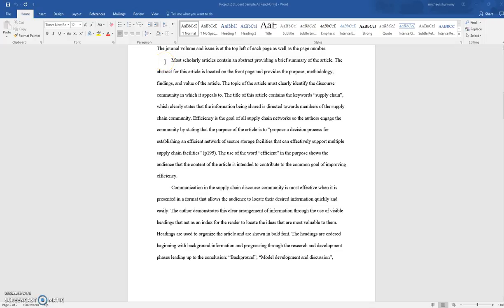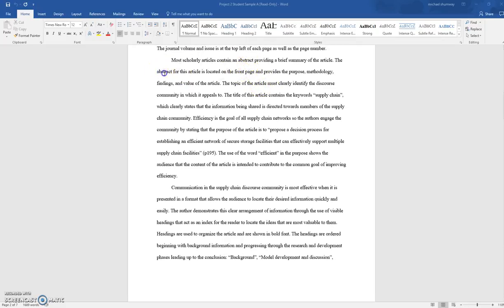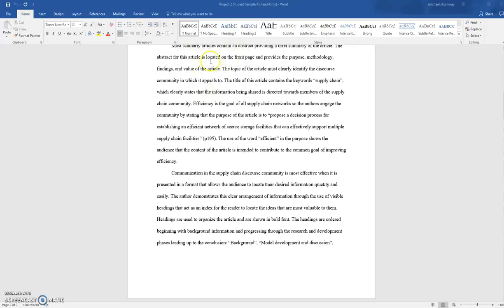This author is talking about an abstract. Most scholarly articles contain an abstract. The abstract for this one is located at the top of the page. Again, we're not really worried about what the abstract is saying. We're just worried about the fact that it has an abstract and where it's located. If I was looking at the article in my hand, what would I see on the very first page? I'd see the abstract at the top of the page. And then what it's providing: the purpose, methodology, findings, and values. So that's what the abstract should do in this community.